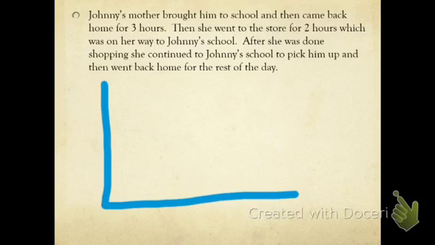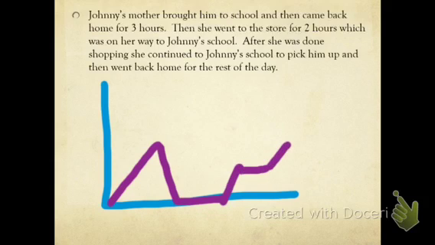Here's my graph. And I'll change my color. Okay, so Johnny's mom brought him to school. She came back home. She stayed there for 3 hours. She went to the store, which is on her way to Johnny's school. She stayed there for 2 hours, then went to pick up Johnny from school, came back home, and stayed there for the rest of the day. That is the shape of the graph that matches this story.